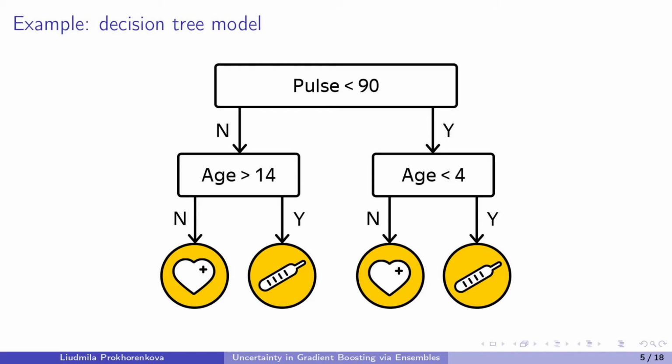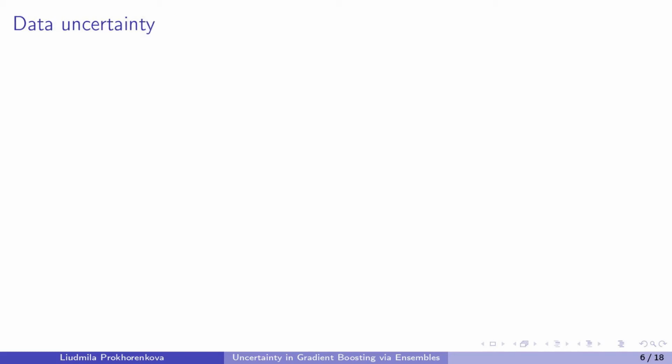As I mentioned, the set of weak learners is usually formed by shallow decision trees. On this slide, you can see an example of such a tree. To make a prediction, we go from top to bottom and check the conditions in the corresponding nodes. The leaves contain the model's predictions. So, we want to estimate predictive uncertainty in gradient boosting models. Let us start with data uncertainty.